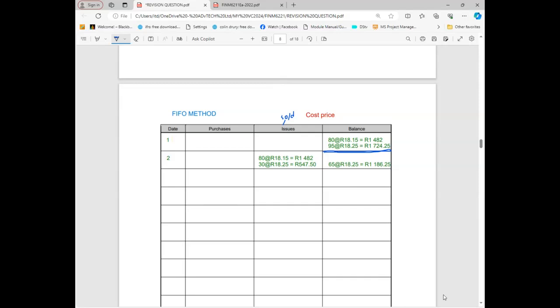Okay, so the given balance, right, sir? Yes. So the given balance still remains as 80 units at 18 rand 15 cents, and 95 units at 18 rand 25. So the question asked, how many units were sold on the second? So we take 110 units minus 80, which gave us the new units of 30 units at 18 rand 25, which we took from the 95 units. So minusing those, we get the new balance of 65 units at 18 rand 25, and then we get the amount. Does it make sense to you? Yes, sir. No problem.